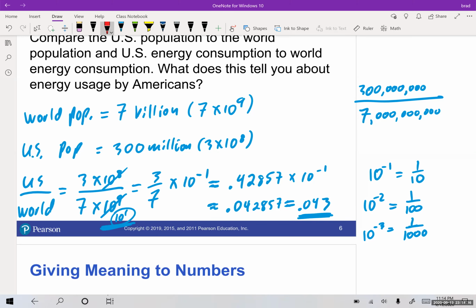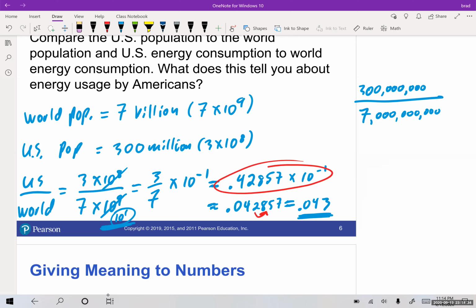I was going to round off to 3 decimal places. So the 8 tells me to round the 2 up to a 3. So I got 0.043. Okay, now this is not scientific notation. If I wanted it to be scientific notation, I would then have to write it as 4.3, right, if I round off, times 10. Now, how am I going to make this look like this? Well, I need to move the decimal 2 to the left, so that would be negative 2. So this would be the correct answer in scientific notation.